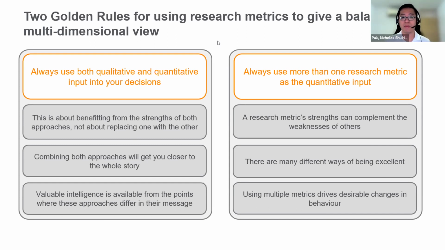The reason is simple. It's about benefiting from the strengths of both approaches, and not about replacing one with the other. When you use quantitative and qualitative input, this will get you closer to the full story. Intelligence is available from the points where these approaches may differ in their message. I would also say you should always use more than one research metric as a quantitative input, because a research metric's strengths can complement the weaknesses of others. There are many different ways of being excellent, and using multiple metrics will drive desirable changes in behavior as well.